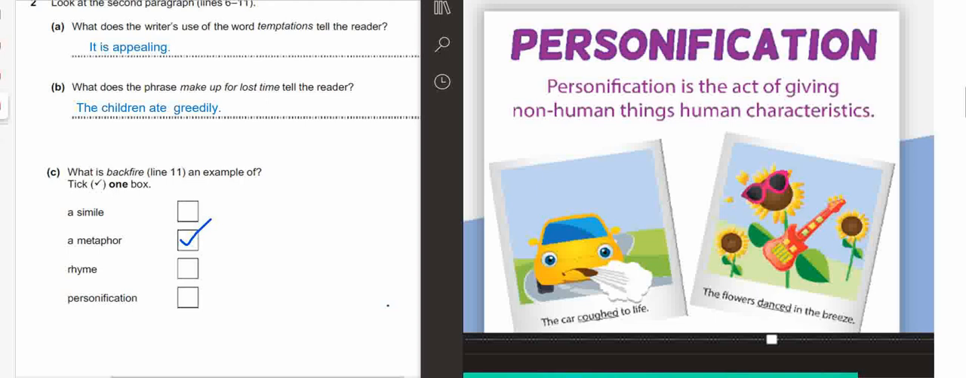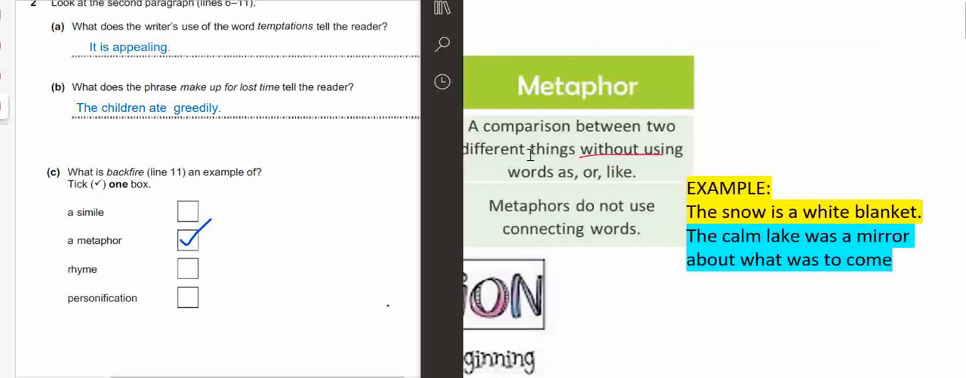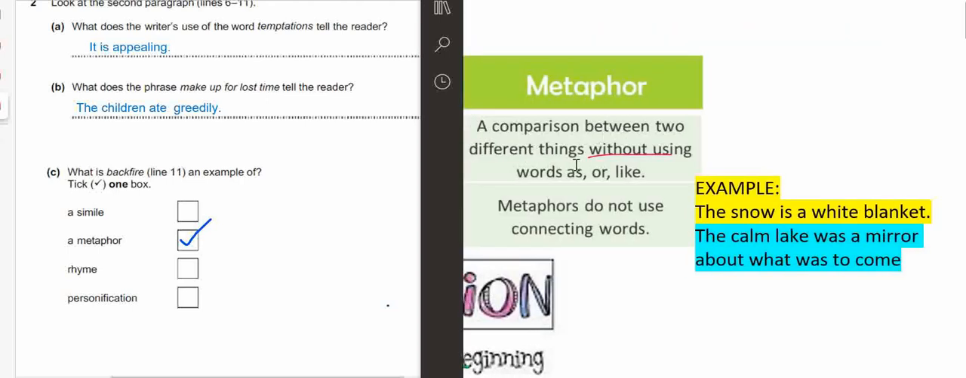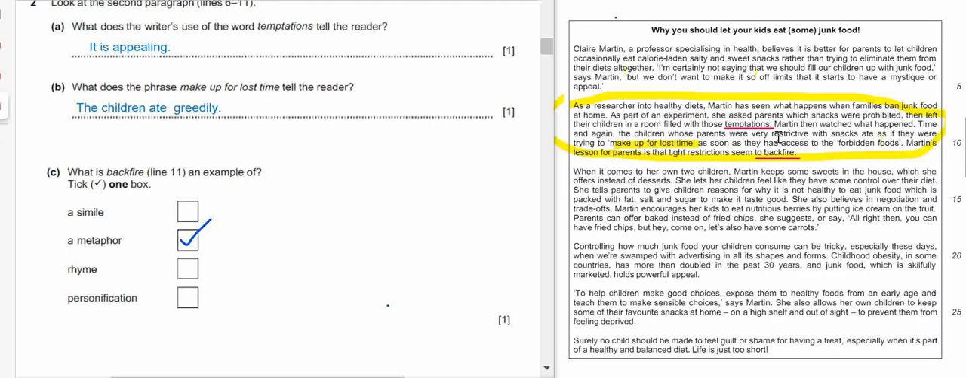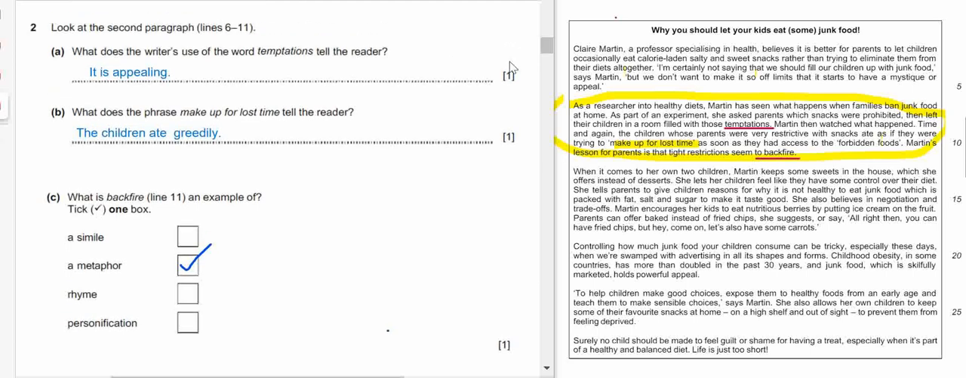Why do we choose metaphor? Well, metaphor is a comparison between two different things without using the words as and like. They don't use connecting words. Example, the snow is a white blanket. The calm lake was a mirror about what was to come. So in that question, Martin's lesson for parents that tight restriction seems to backfire is a metaphor. So we hope it's clear for number 2. Now let's move on to question 3.